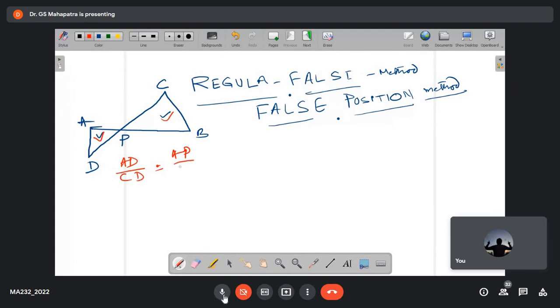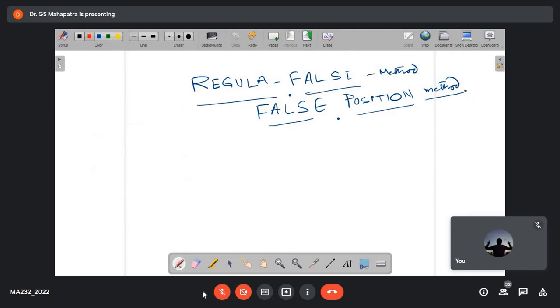AP by PB. So this is AD. You are telling AD by CD, AD by CB. This is the relation between these two similar triangles. Not CD, it is CB; I have written it wrongly. Yes, your answer is correct and your concept is also correct.